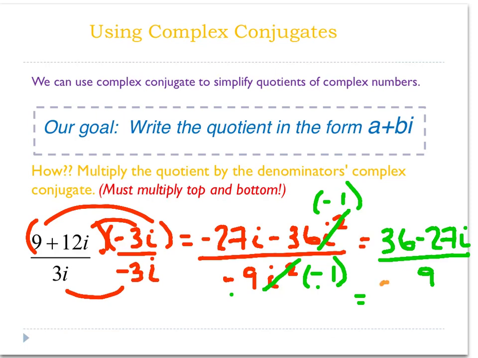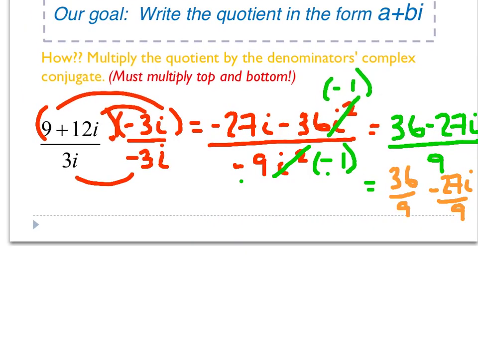Now, we always like to write it as real number plus or minus imaginary number. So breaking this up, 36 over 9 minus 27i over 9. And simplifying that, 36 divided by 9 gives me 4, minus 27 divided by 9, which is 3. So the correct simplified version of this is 4 minus 3i. So notice that the denominator is now gone. Now you may be wondering, up here at this step, why did I write the 36 first? Well, remember, for our complex numbers, we always like to write the real part plus or minus the imaginary part. So the real part needs to go first.